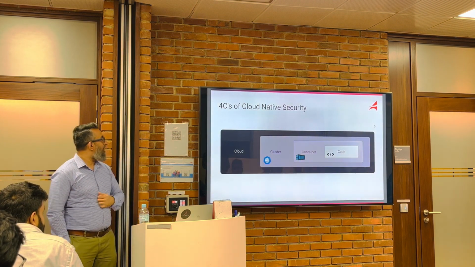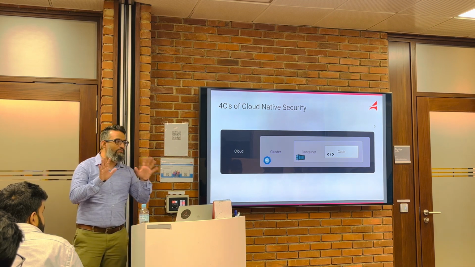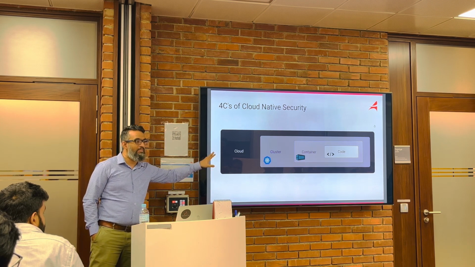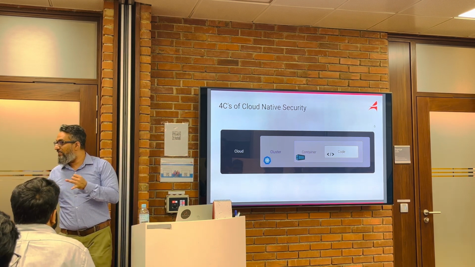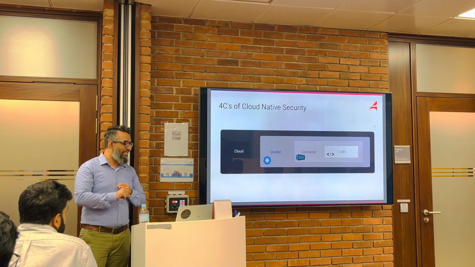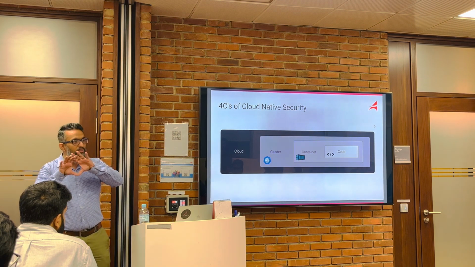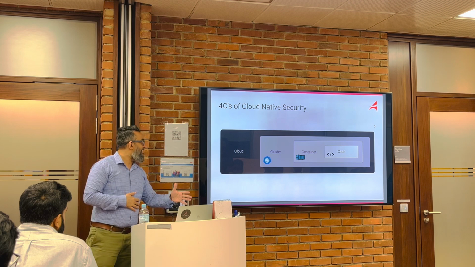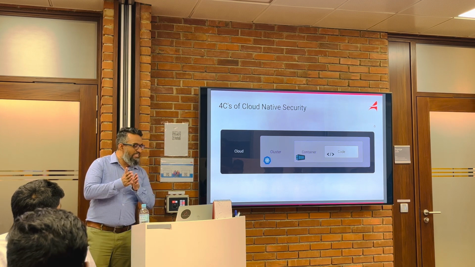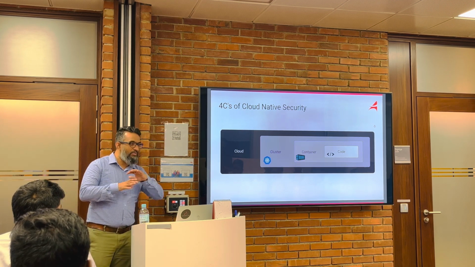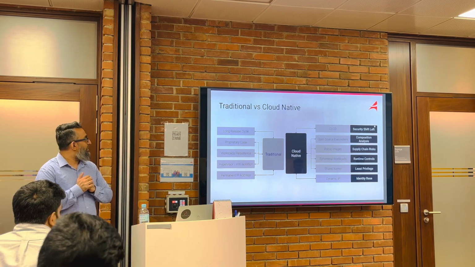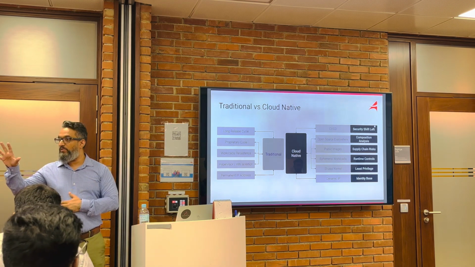When it comes to cloud native security, we have the four C's. At the corner you have the cloud, which is not only the cloud. It could be your data center, your on-prem setup, anything that provides that cloud infrastructure. Then you have the cluster, in this case the Kubernetes cluster, then the container, and then the code. These are the different levels of security that you need to think about when you're looking at cloud native security.